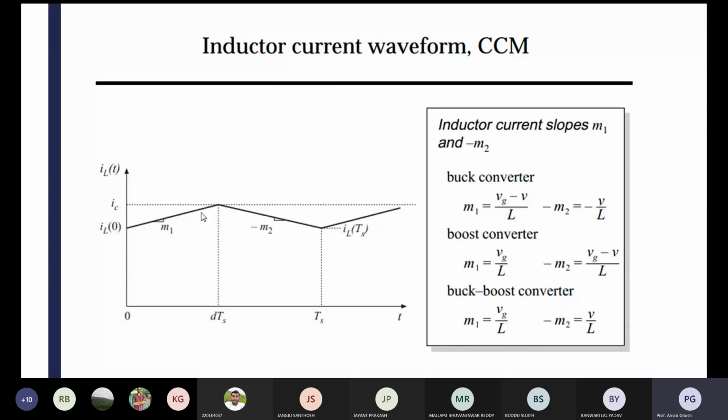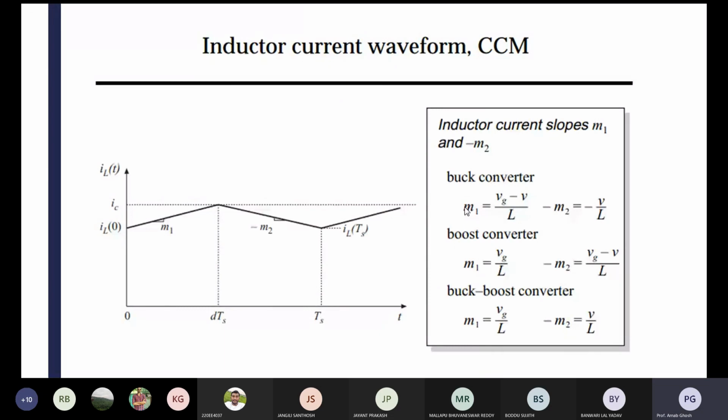Then, once it reaches IC at DTs, meaning the on-time interval, it climbs down with the slope of minus M2 and is maintained up to Ts, the switching time period. Then again it climbs up. The inductor current has slopes M1 and minus M2. For the buck converter, you can see that y equals mx plus c, where m means your slope, so you can calculate it directly.